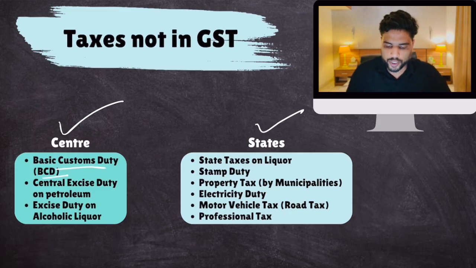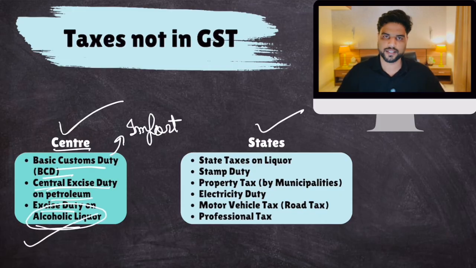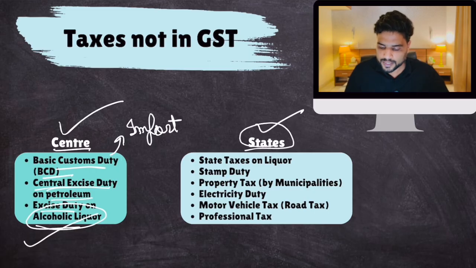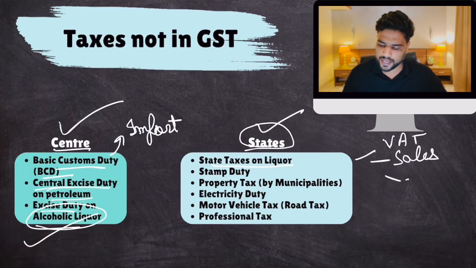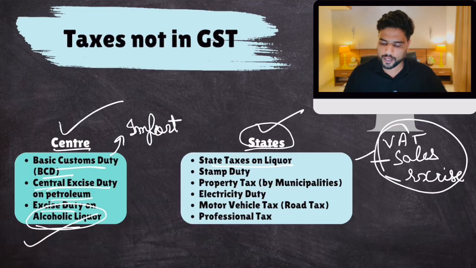So basic customs duty, which is levied by center, is not part of GST. Basic customs duty is levied on import of goods. Then central excise duty on petroleum products, petrol, diesel, that is not part of GST. Excise duty, center has the power to levy excise duty on alcohol, liquor also. That is not part of GST. Then now states, state taxes on liquor, alcohol. So certain states levy VAT on liquor, sales tax, excise on liquor, alcohol basically. These would not be part of GST, SGST or any GST.